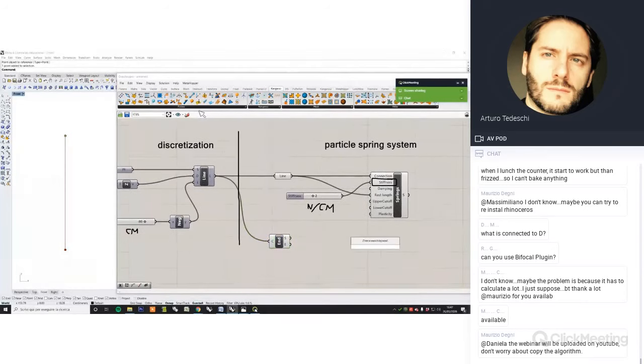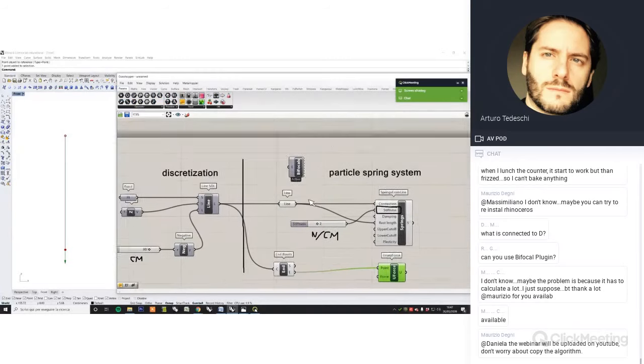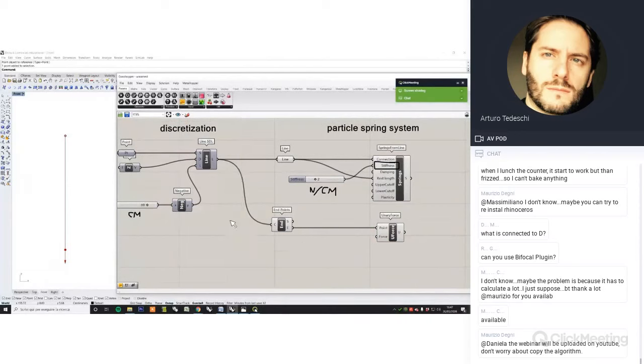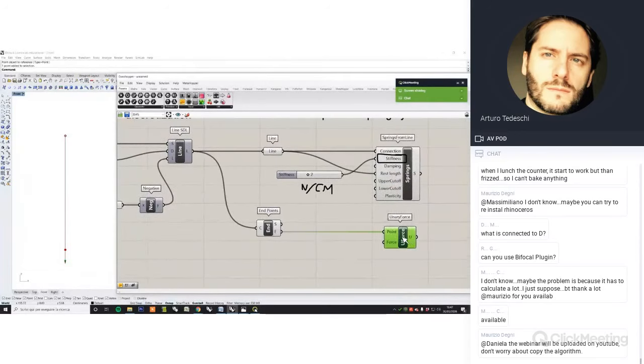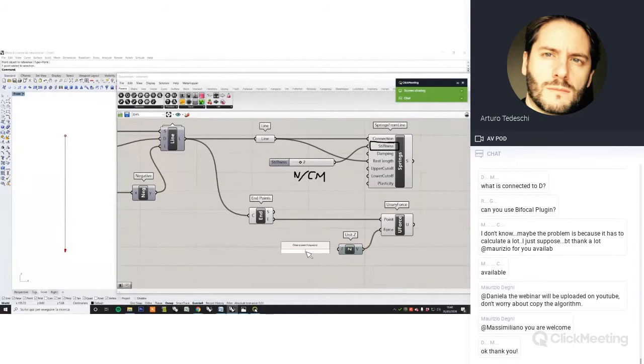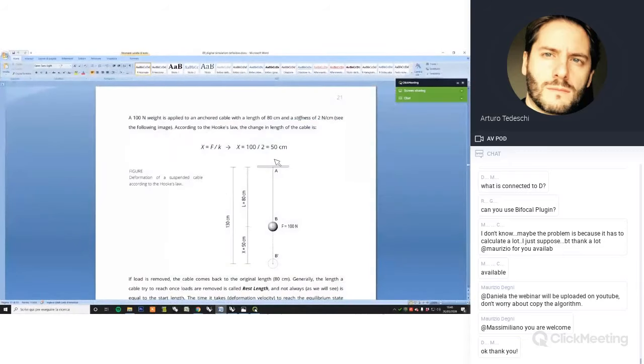So unary force, you can find it in forces, unary force here. We need to apply the force on the lower point like this. So I'm going to connect this one here. Let me use bifocals, which is always useful. Okay. Z direction. And now I go here. As you can see, we have 100 newton.